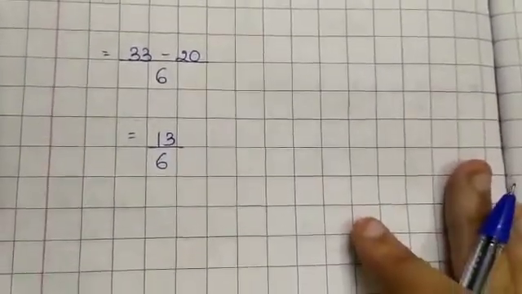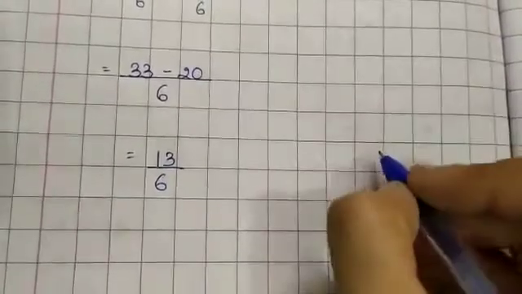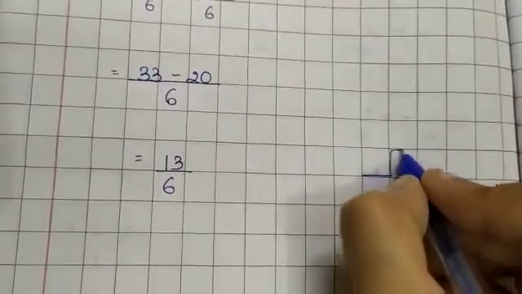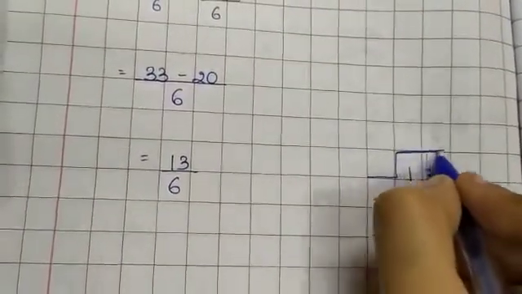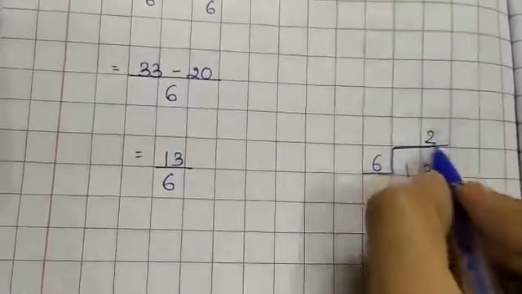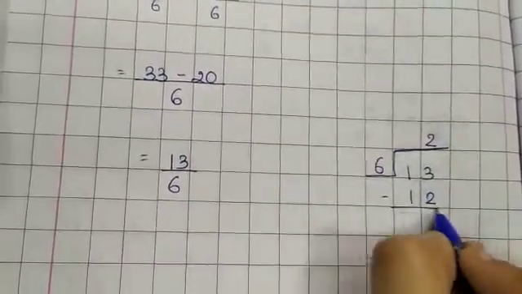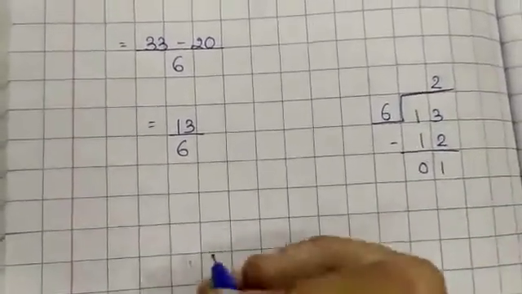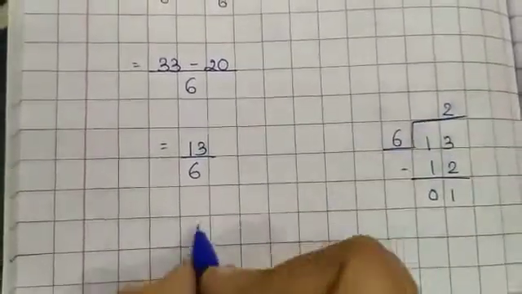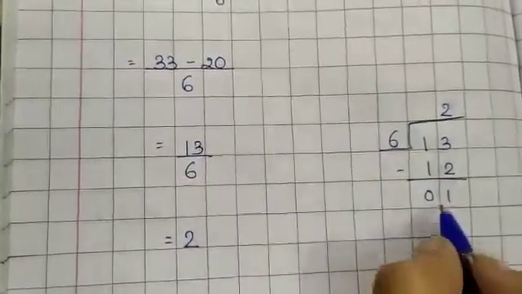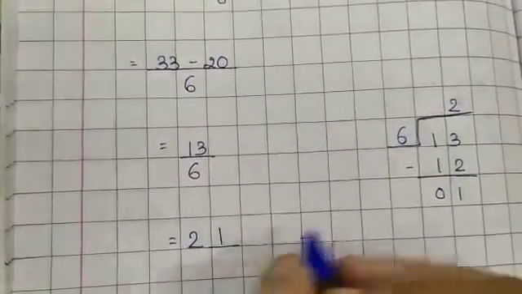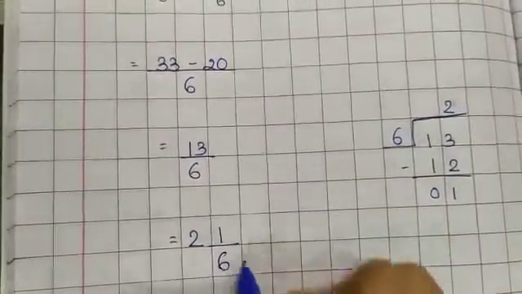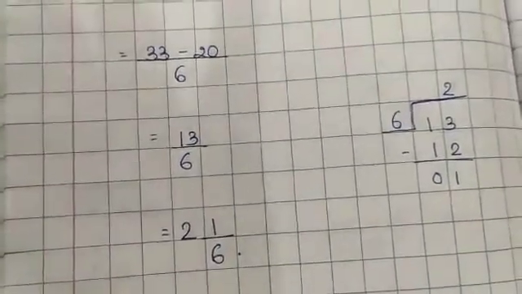But we have to find out the answer in mixed fraction. So divide 13 by 6. 6 2s are 12, 13 minus 12 is 1. So quotient, which is 2, remainder, which is 1, upon divisor, which is 6. Complete the question.